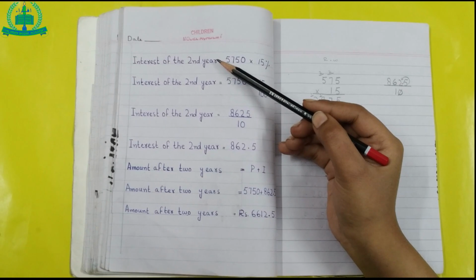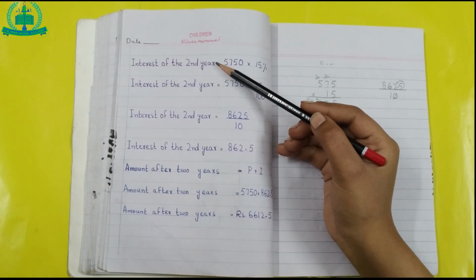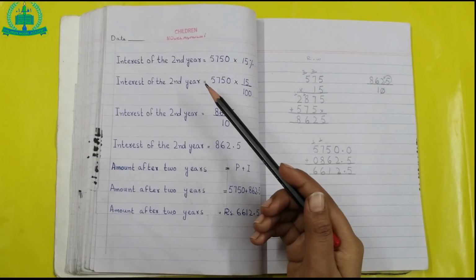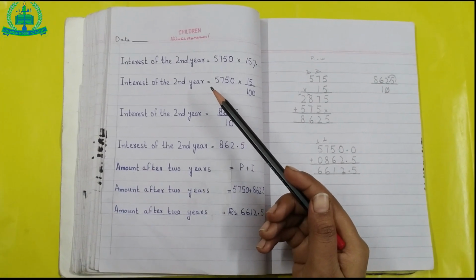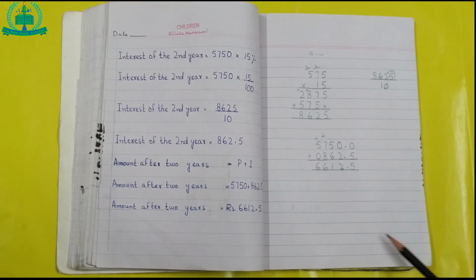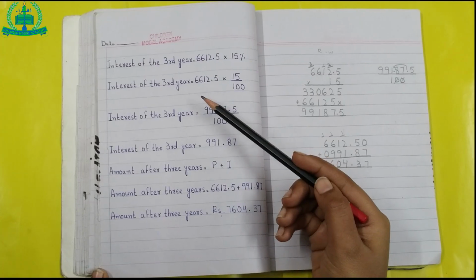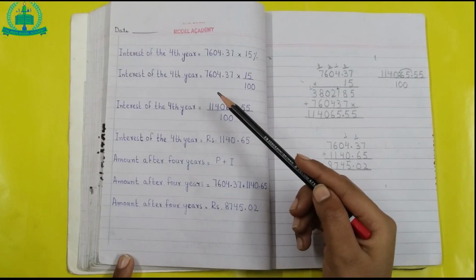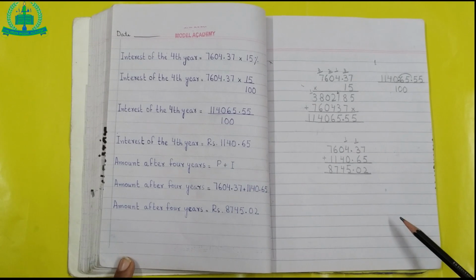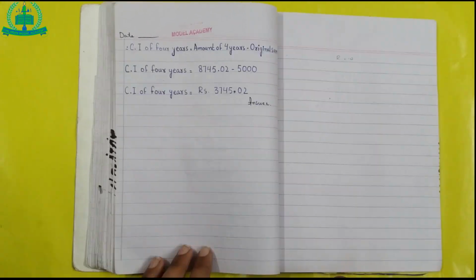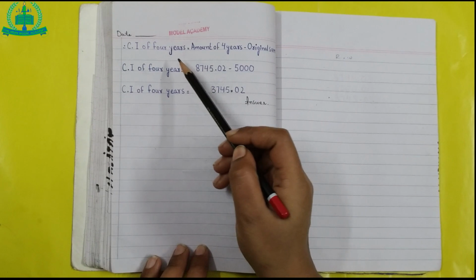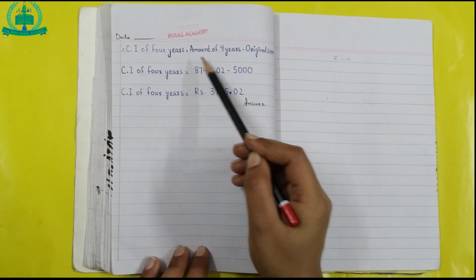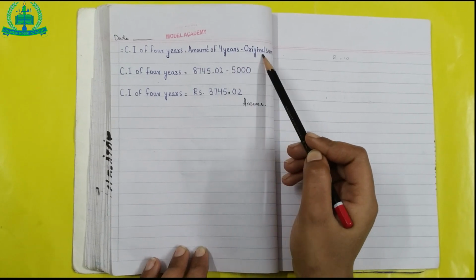Now you have to find the principal amount and the interest for second year, third year, and the fourth year in the same way by yourself. Now we have to find compound interest of 4 years. Compound interest of 4 years is equal to amount of 4 years minus original sum.